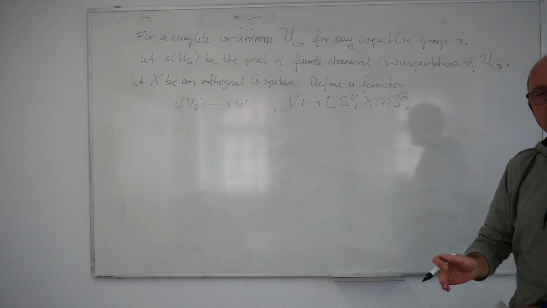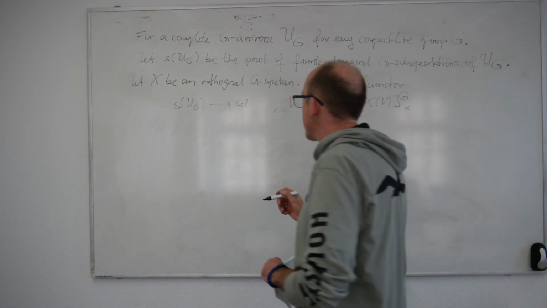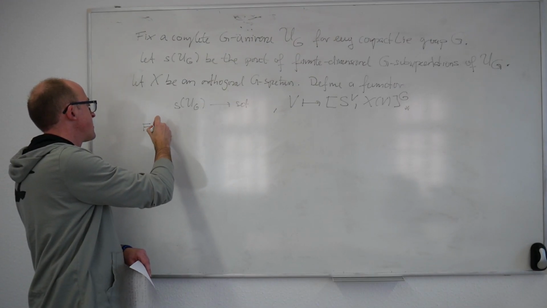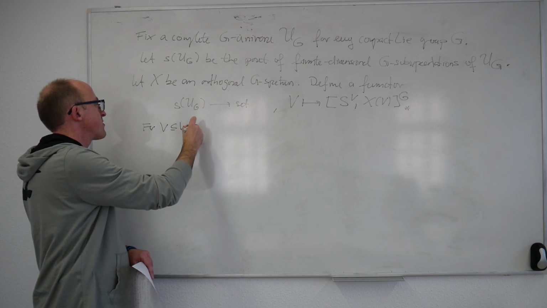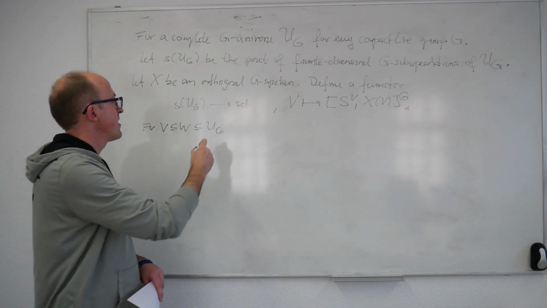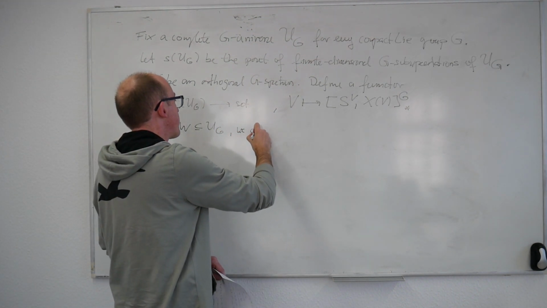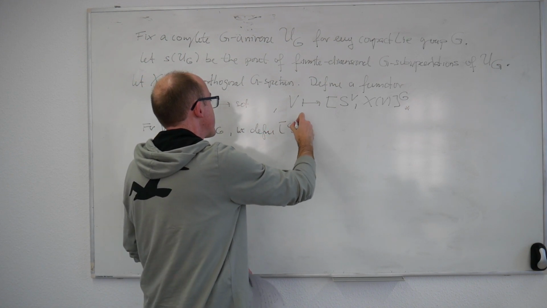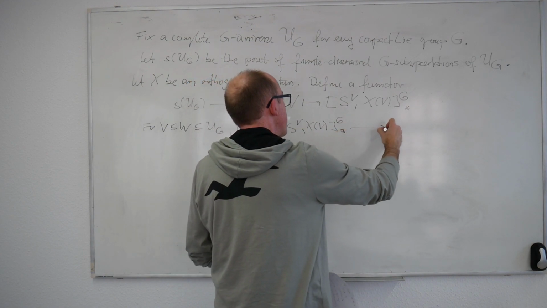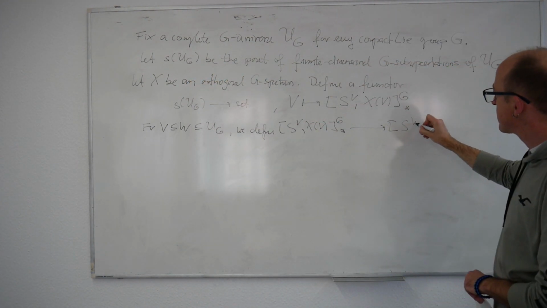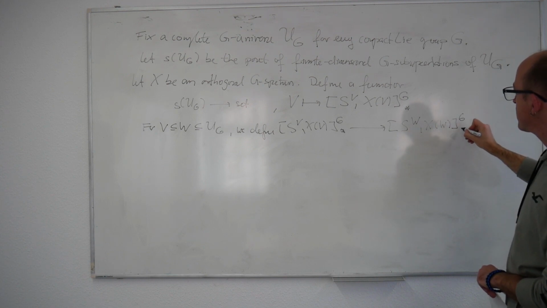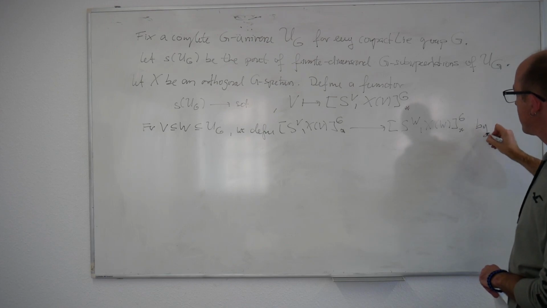And now I have to tell you how this is a functor. This was a category, a poset via inclusions. So for V inside W, both finite dimensional and G invariant, contained in UG, we define a map from [S^V, X(V)] G equivariant based, to [S^W, X(W)], also G equivariant and based, and we define this map by the following recipe.